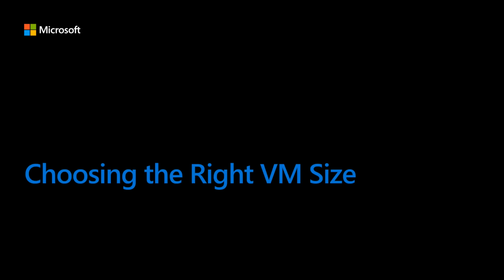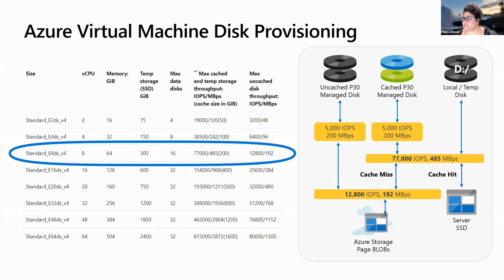Cool, thank you. All right, so let's start tying in what we talked about so far with how the Azure Virtual Machine Storage works and how you're going to map that to your workload. So once again, I've got that documentation on the slide here, and this is the VM we've been looking at in the examples, the E8DS v4 with the 12,800 IOPS at the VM provisioning level, 77,000 IOPS at the SSD provisioning level, and then our P30 disks with the 5,000 IOPS at the disk provisioning.